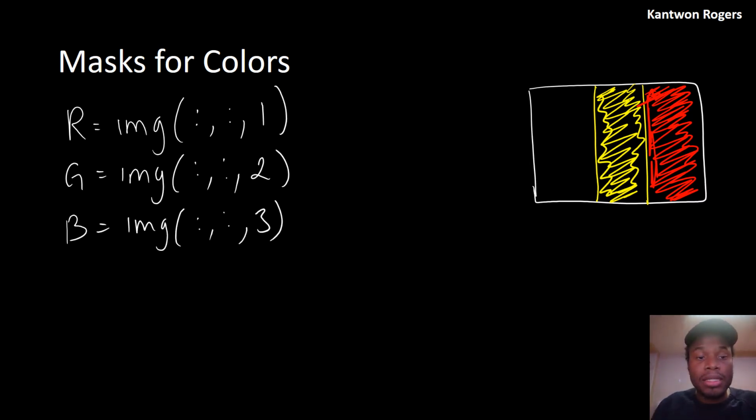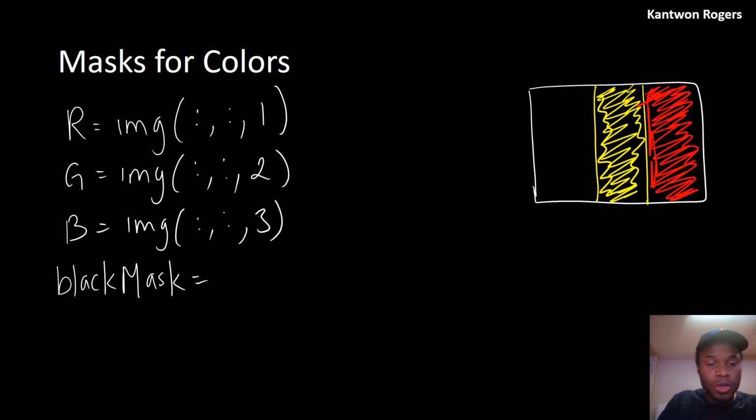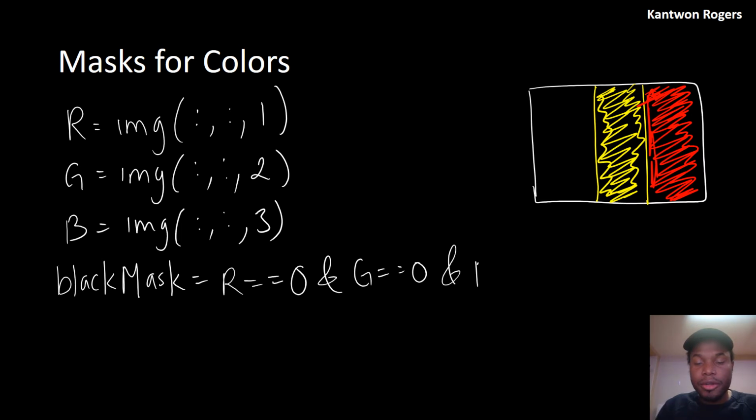So if I wanted to create a mask such that I was finding all the black pixels, let's call it black mask, right? Black is when our red values are 0. So we're going to say where R is equal to 0, and where our green values are equal to 0, and where our blue values are equal to 0, right?